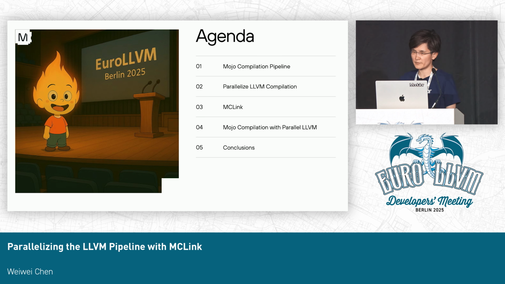Today I'm going to mostly focus on the LLVM part, zooming into some of the implementation details of how we parallelize the LLVM part with the help of MCLink, which gives us both fast compilation time and performant generated code with very minimum side effects. At the end, I will put everything back into the Mojo compilation context, show some numbers, and have some discussion from a system design perspective.